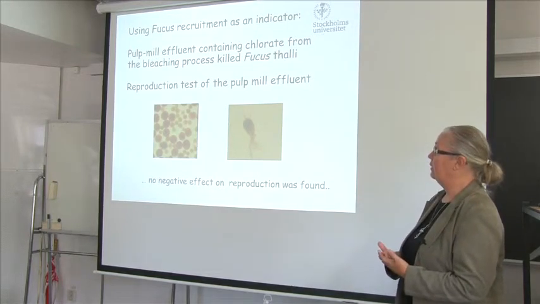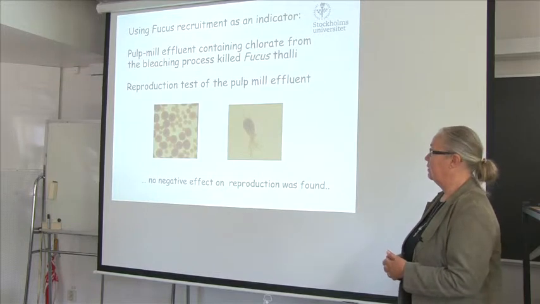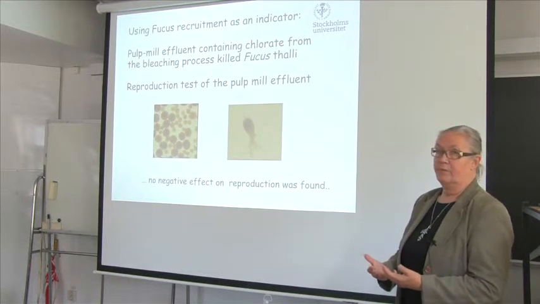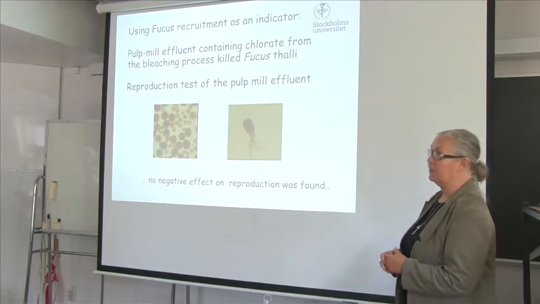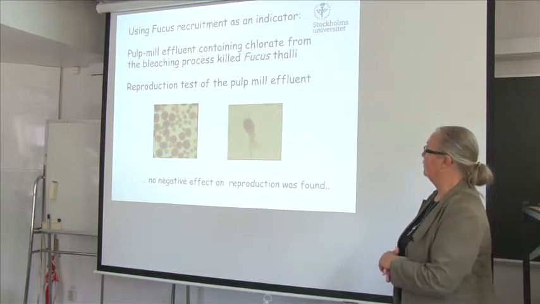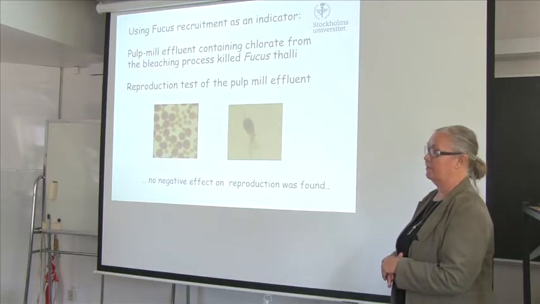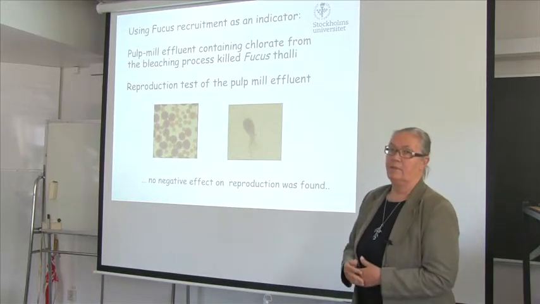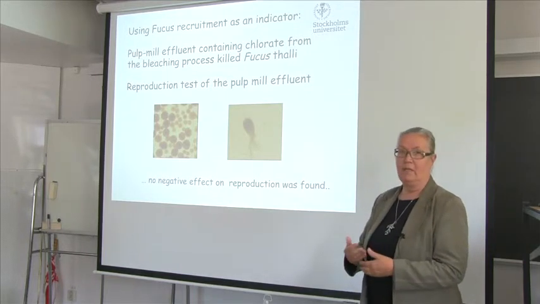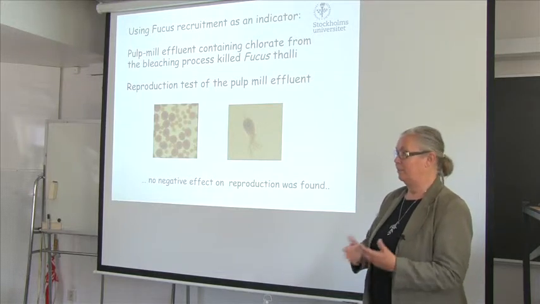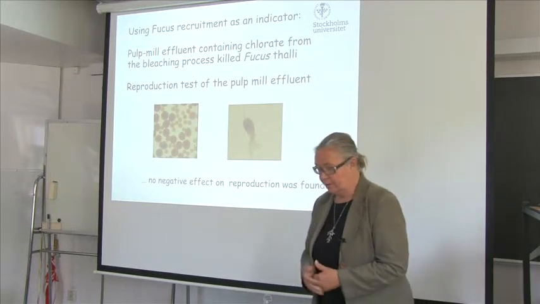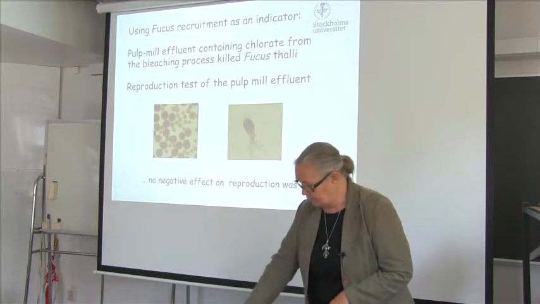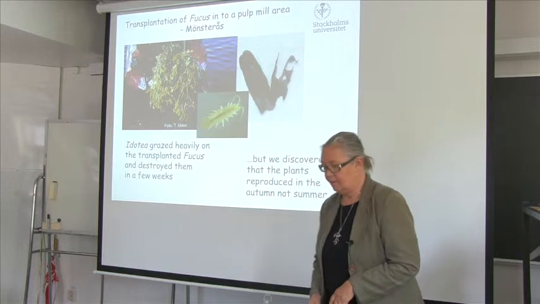We also have been using recruitment as an indicator. Outside pulp mill industries, we had quite a large kill off of Fucus vesiculosus in the 70s and 80s when we chlorinated paper, and chlorate kills the adult Fucus fully. So then they changed the industry process, and we tested with germling germination whether it was clean, good water for Fucus to grow in, and there was no negative effect found by the outlet from the industry. So then we did a transplantation experiment.